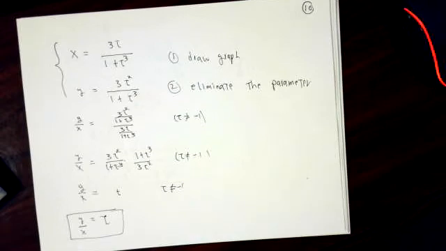Firstly, I want to draw the graph of this thing, as we've done before. Secondly, I want to see if I can't eliminate the parameter some way.